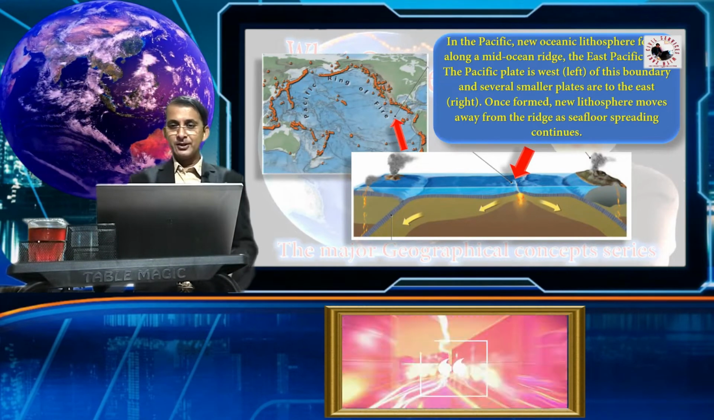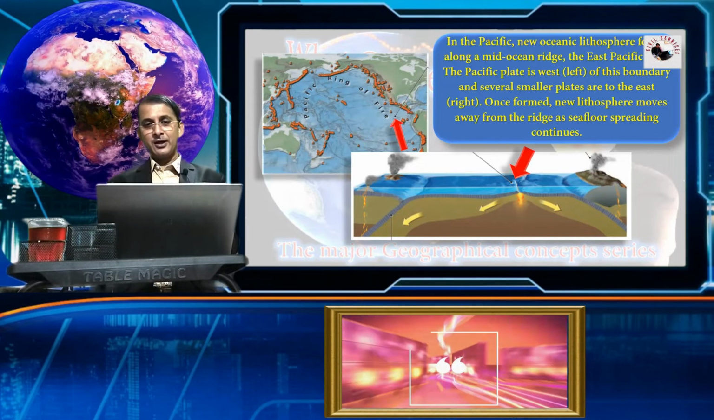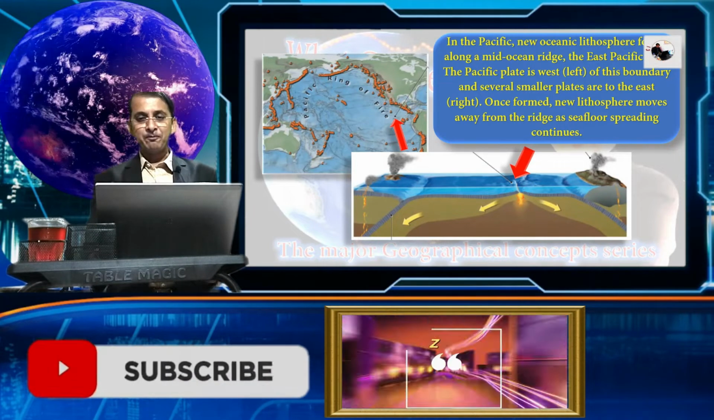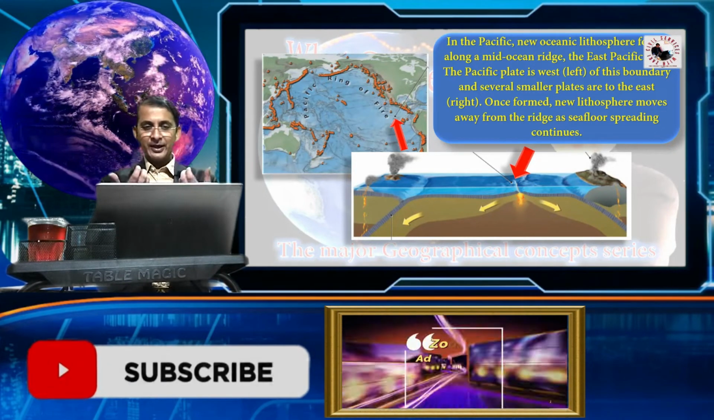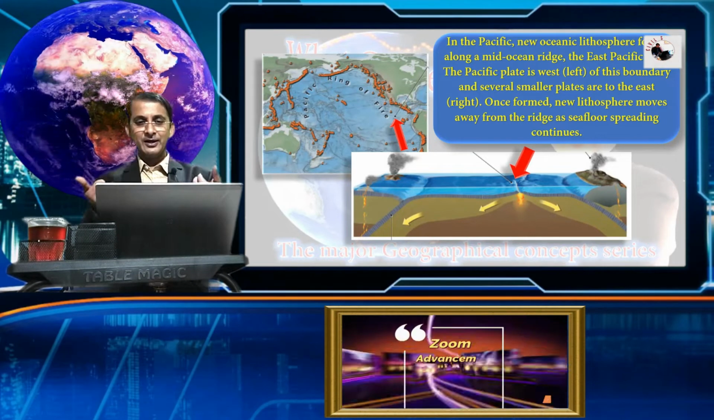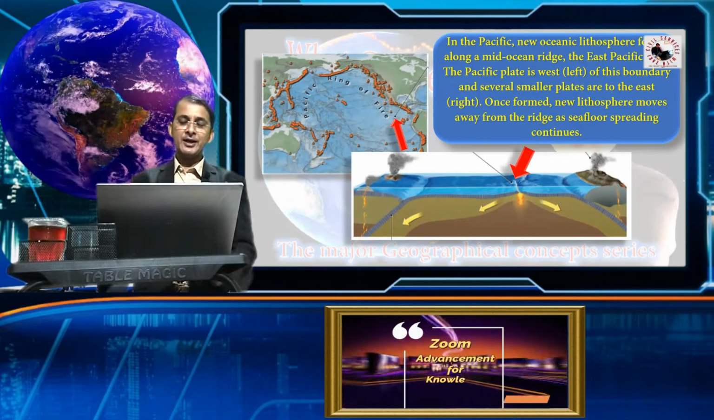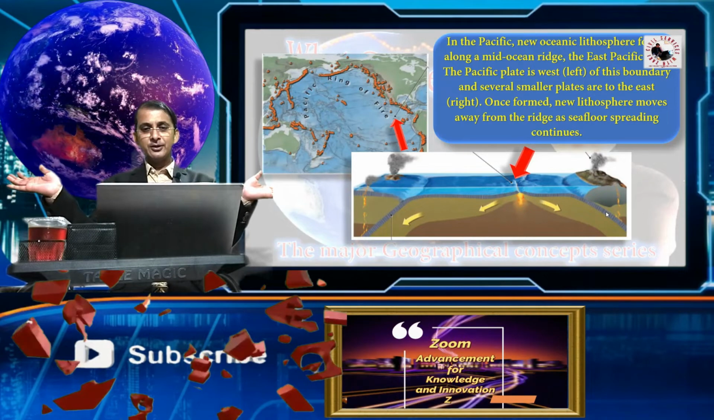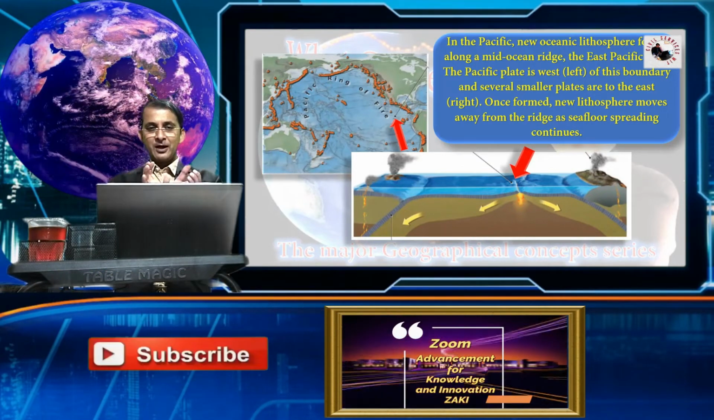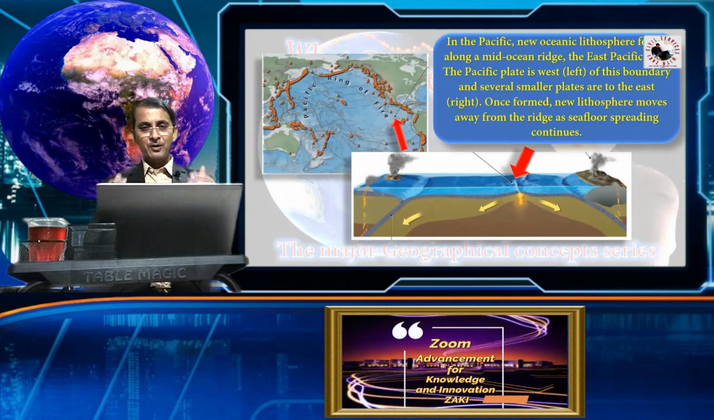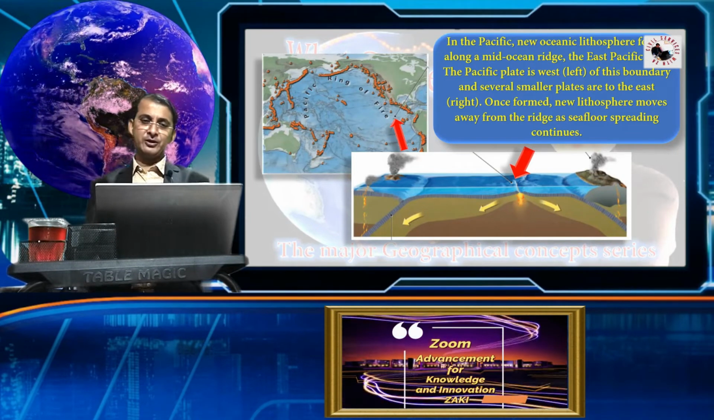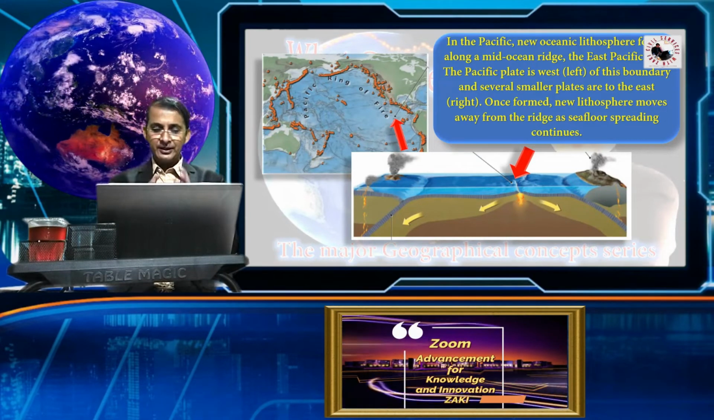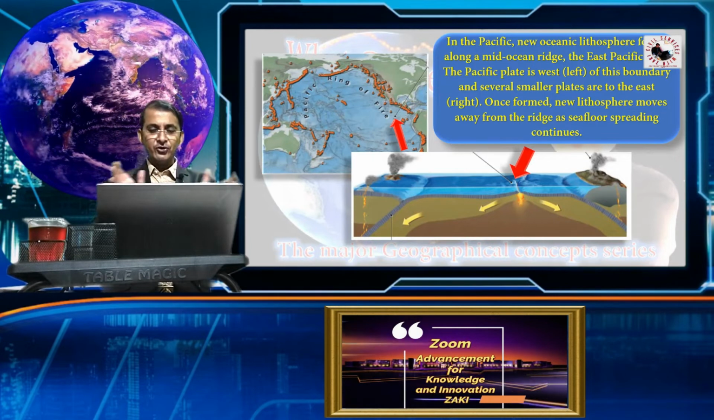Once they spread, the plates of the east and west are separated, because they are in a divergent boundary. In a divergent boundary the plate movement is away from each other, opposite to each other, and then the new plate forms. Once formed, the new lithosphere moves away from the ridge of the seafloor. So basically the seafloor is continuously spreading.